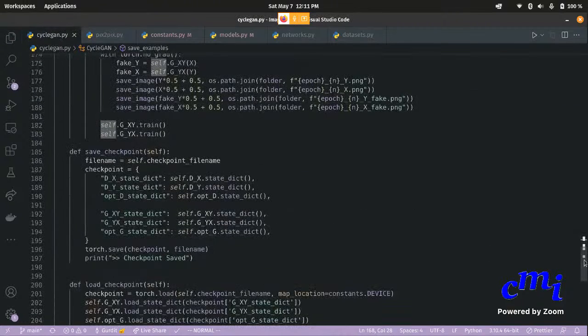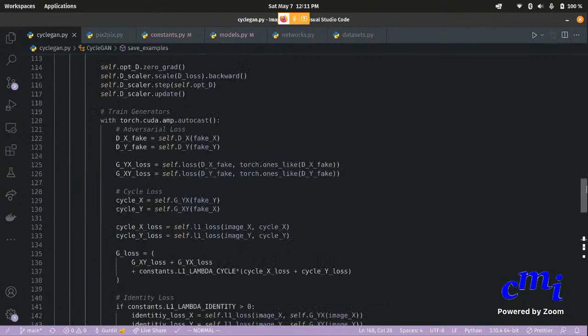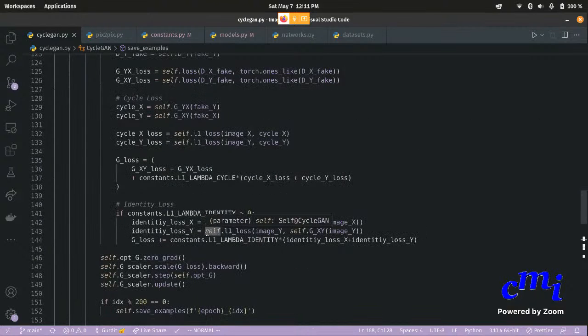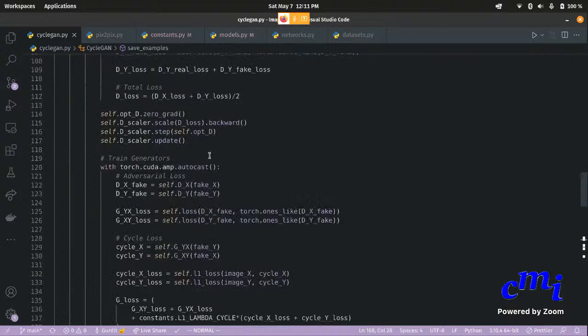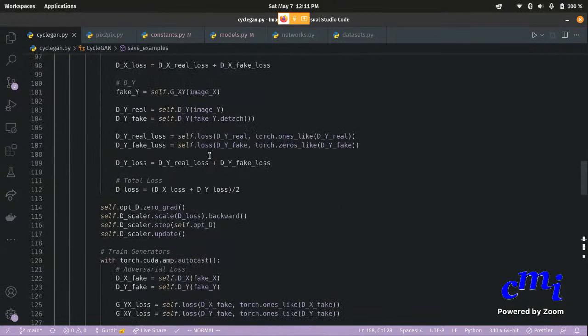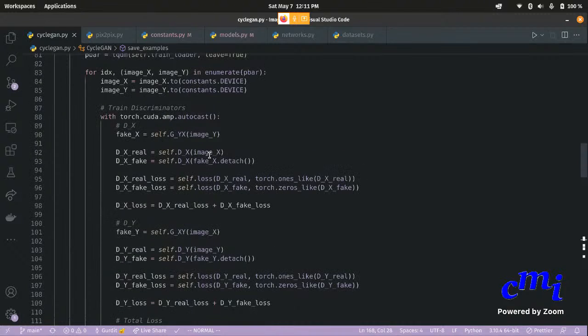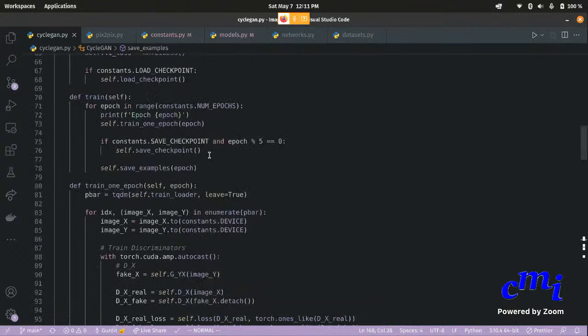And CycleGAN is, I think, very similar. We train both discriminator and generator together in this case. So it's a bit more computationally intensive, but the main idea is about the same. Yeah, I think that was about it.